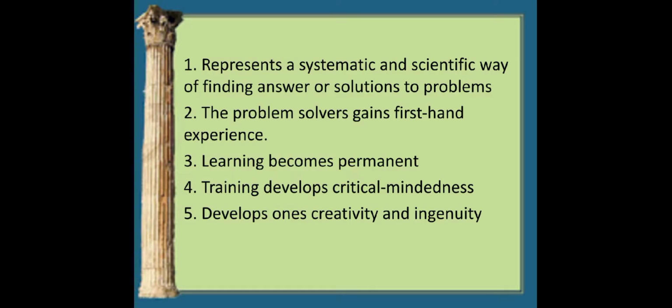Number 1, represents a systematic and scientific way of finding an answer or solution to problems. A systematic and scientific approach in problem solving is essential because it can help speed up the process and get the job done more efficiently and effectively. It is systematic because it is a process broken up into clear steps that lead to a conclusion. Number 2, the problem solver gains first-hand experience.